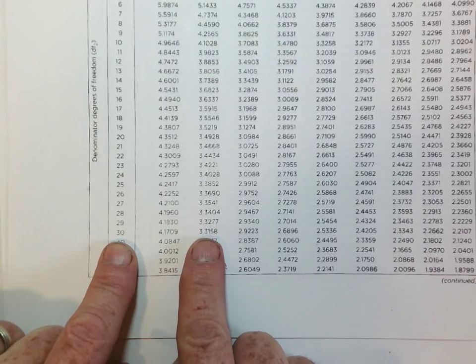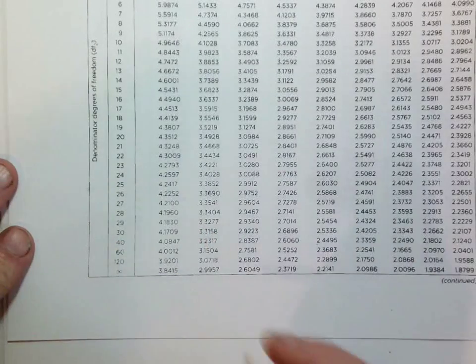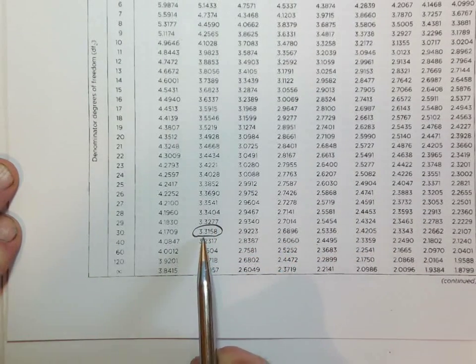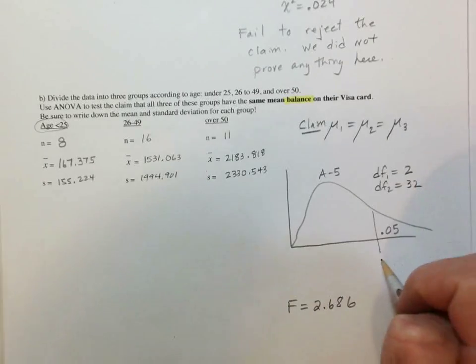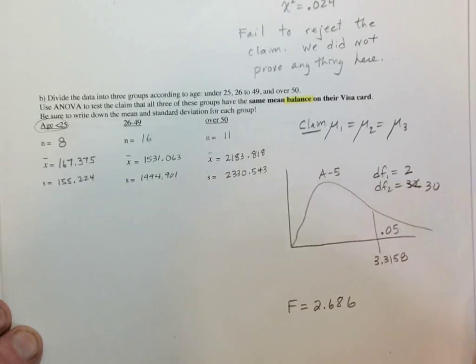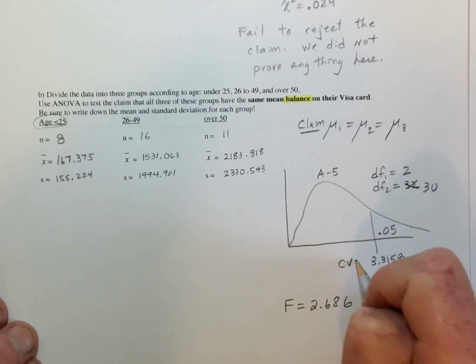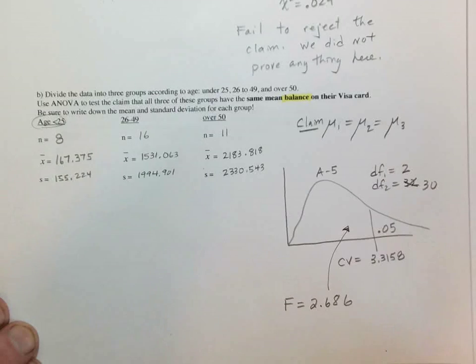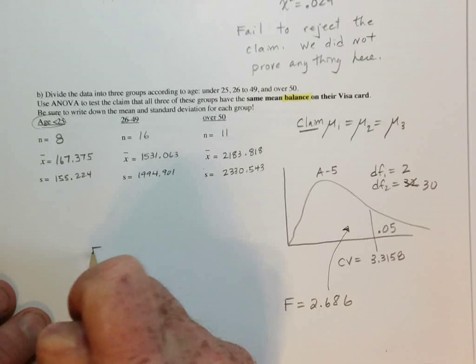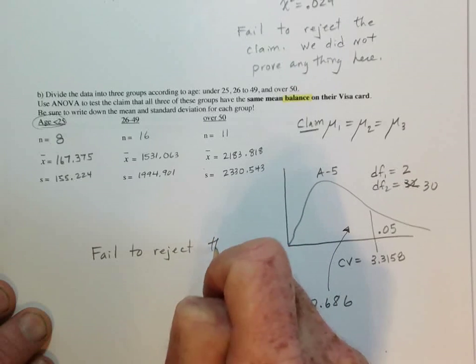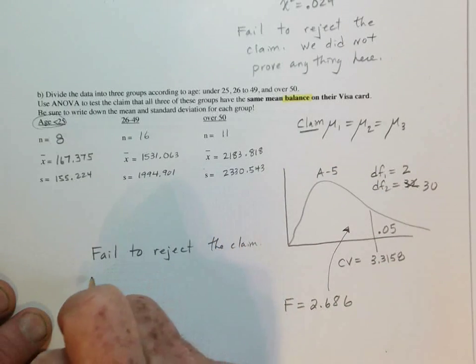And they don't actually have a 32, so the best that we can do is use the 30. So that's going to be using this critical value right here, 3.3158, and then just right here I actually had to use 30 because that's all they have. And then this 2.6 would land over to the right a little bit, but it does not go past 3.3158. So that means that this one has also failed to reject. Which means that we did not prove anything.